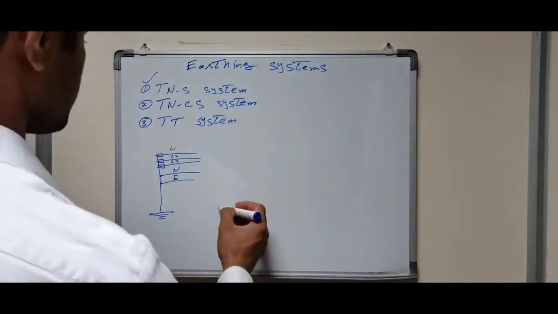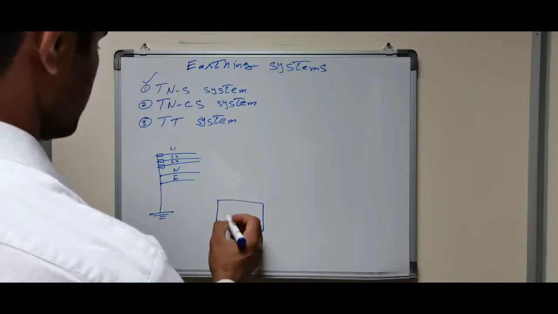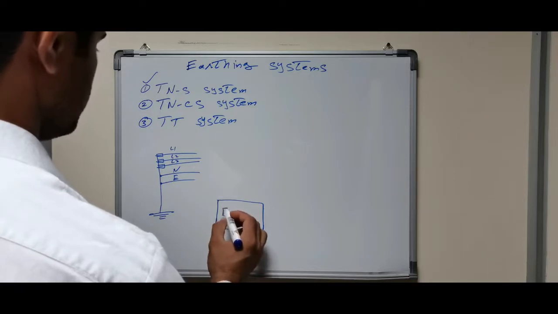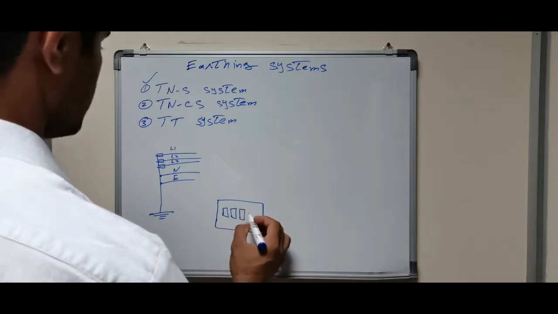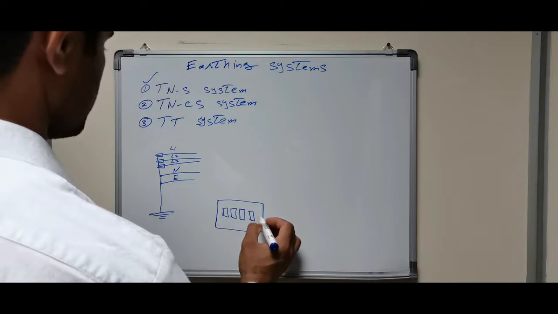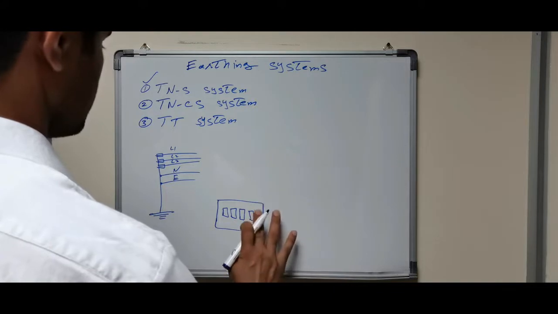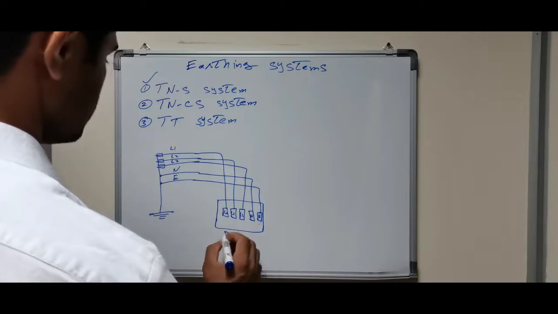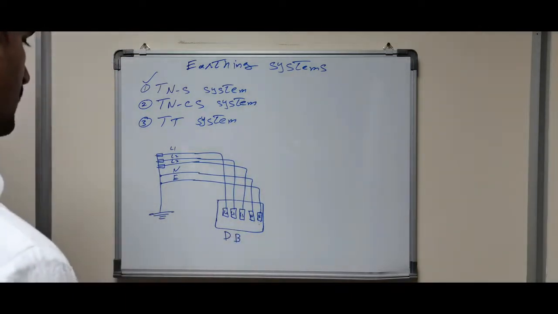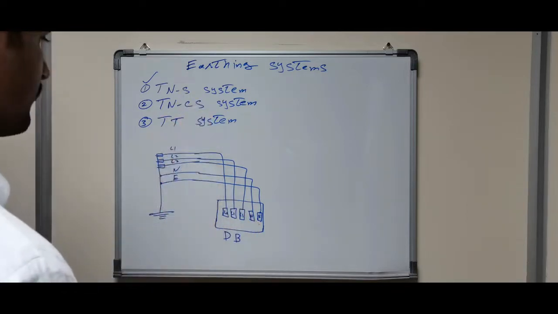Let's consider this is our distribution board, our consumer's distribution board. L1, L2, L3, neutral and earthing. So our wiring arrangements will be like this in our TN-S system.